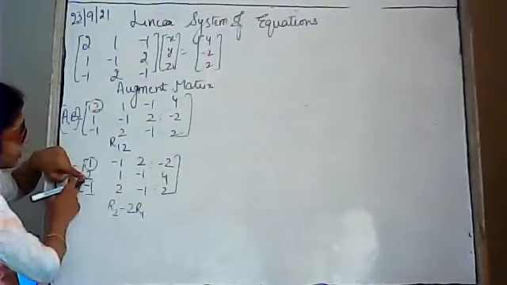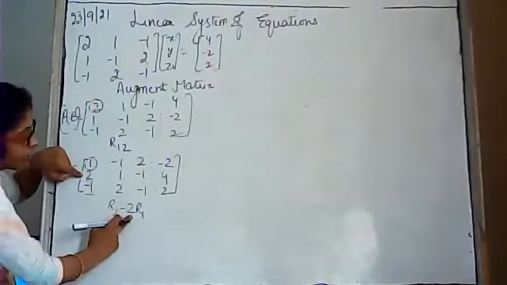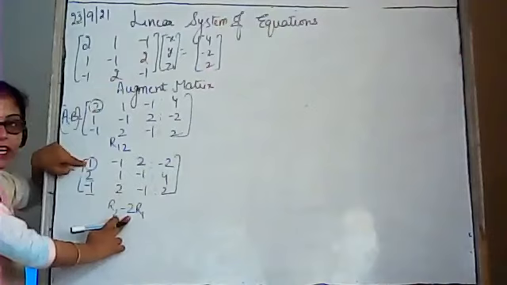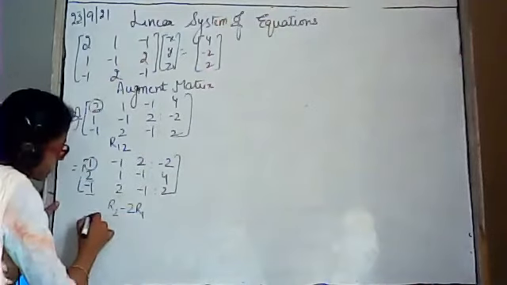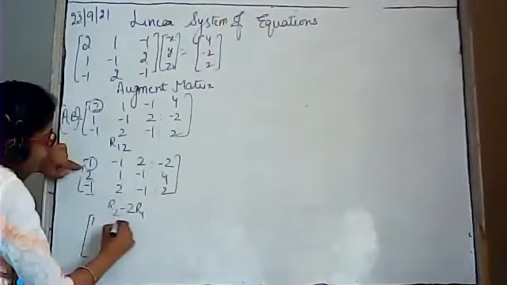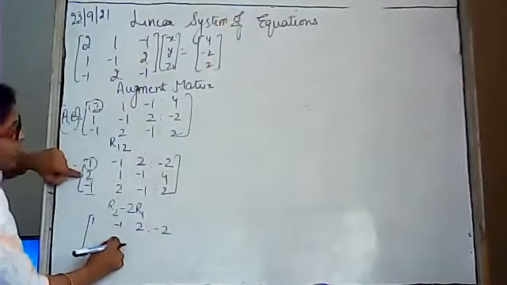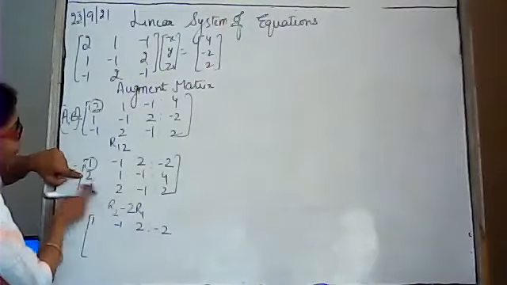Means we are applying the operation R2 minus 2 times R1. R2 means row number 2 के element minus 2 times R1. R1 means row number 1 के element को we are multiplying with 2. In this case, first row will remain as it is, 1 minus 1 2 and minus 2. After that R2 minus 2 R1.